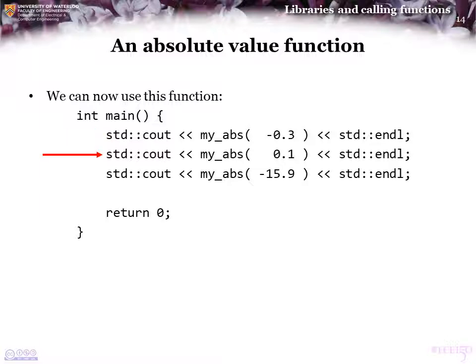In this case, we call the function again. The argument is now 0.1. So in the function myAbs, the parameter x is initialized with the value 0.1. At the end of the execution of the function, result will still have the value 0.1, which will then be returned. And so the second cout statement will print 0.1 to the screen, as expected. And finally, once again, here the argument negative 15.9 is passed to the function. The parameter x is initialized with the value negative 15.9, and myAbs will return 15.9, which will be printed to the screen.